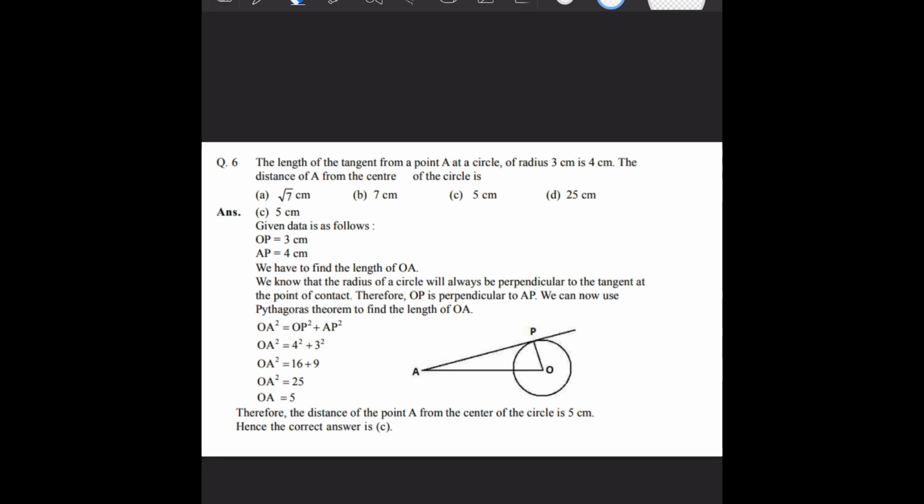The length of the tangent from a point A to a circle of radius 3 centimeter. The radius of the circle is 3 centimeter. What is the length of the tangent?